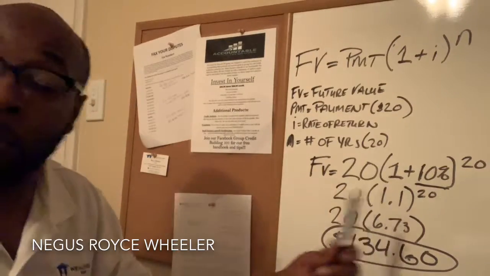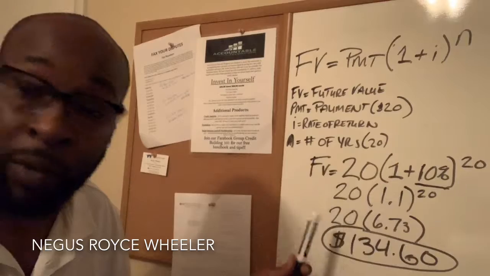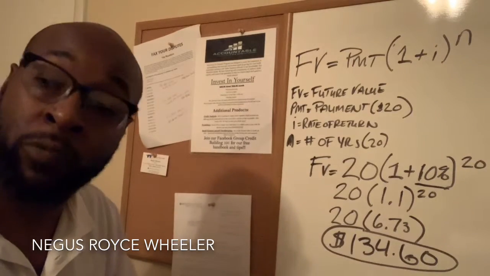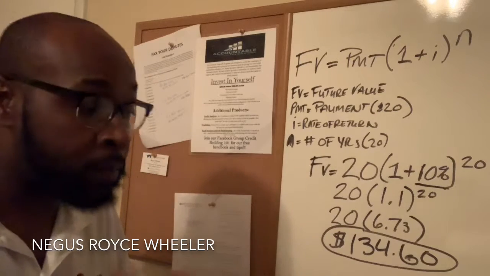You don't even have to get a calculator. Google 1.15 to the 20th power. And then you multiply that by 20. Hopefully, if you guys need any help with this, let me know.